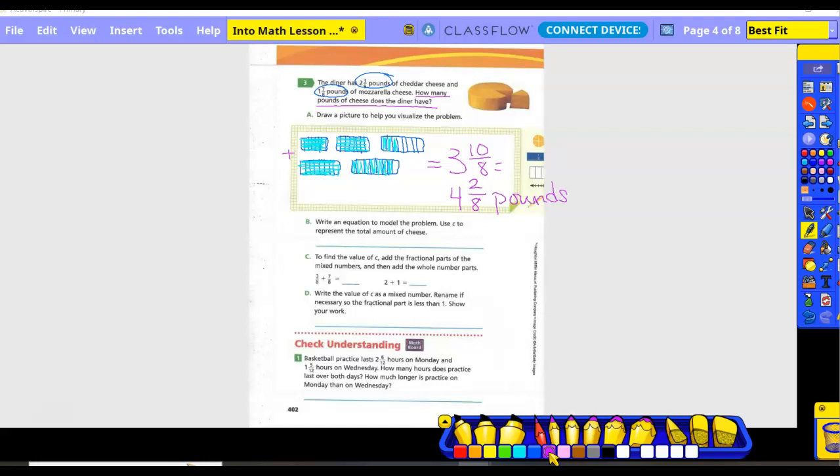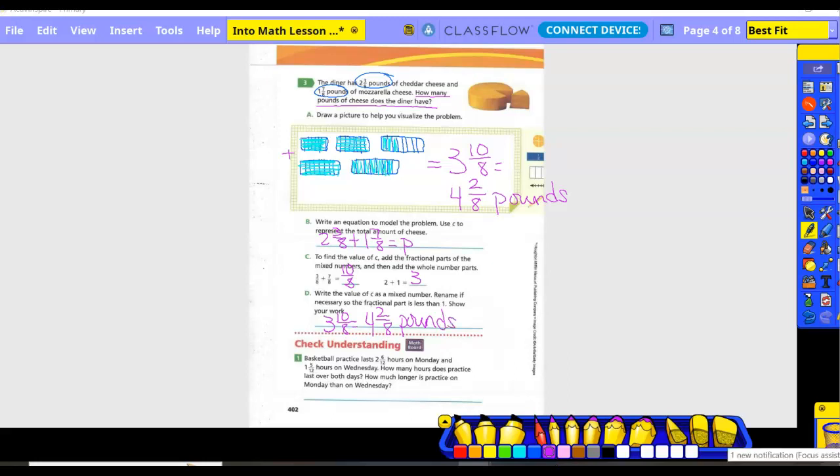And what's my label? Pounds. Okay. And so they wanted us to write an expression to model it. So we had the 2 3/8 plus the 1 7/8, which gives us P for the amount in pounds. And then we added the 3/8 plus the 7/8 and got 10/8. And then we wrote 2 plus 1 got us 3. And then we said the 3 and 10/8 equaled 4 and 2/8 pounds.